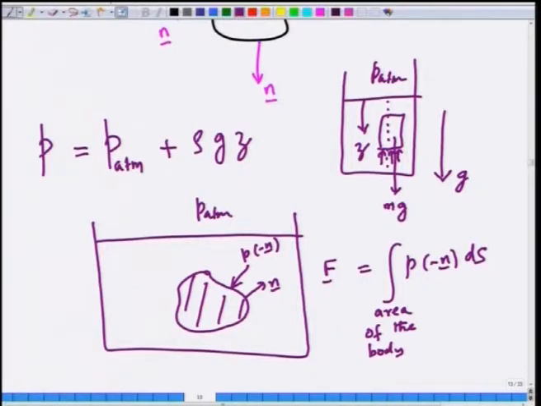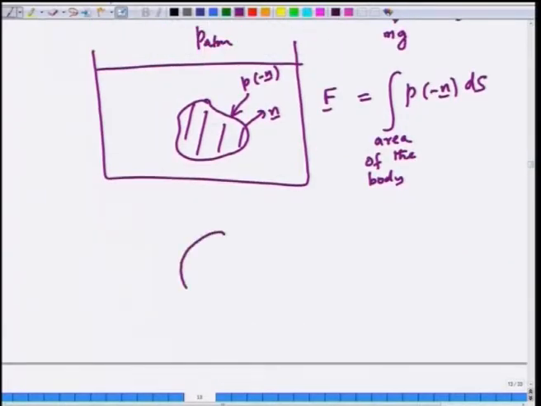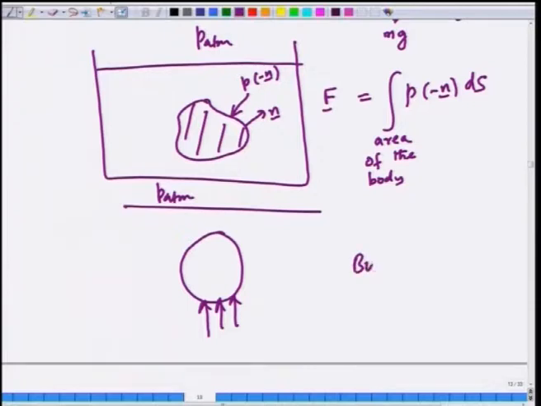And this gave rise to the Archimedes principle. If you consider any body that is immersed in a fluid, then there is a net force that acts in the upward direction, that is called the buoyancy force. That is because the pressure varies with respect to the Z direction.